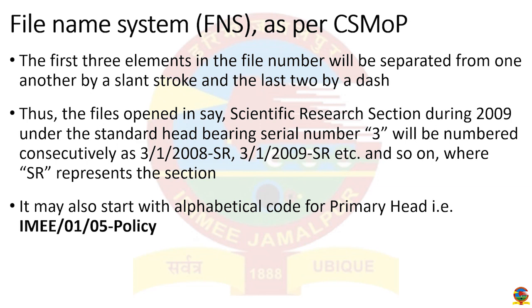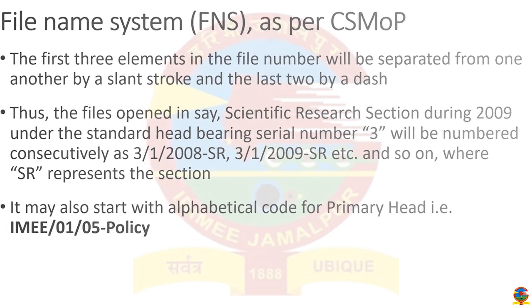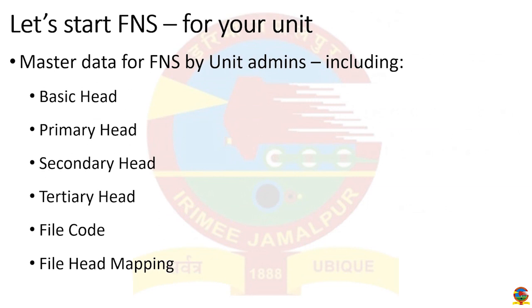There are some variations to this. For example, in case of IRMI, the alphabetical code for primary head, or standard head, has been followed. As far as eOffice is concerned, the file naming system differs slightly. The basic spirit is still the same. However, the file numbers are divided in four parts, including basic head, primary head, secondary head, tertiary head, followed by file code.